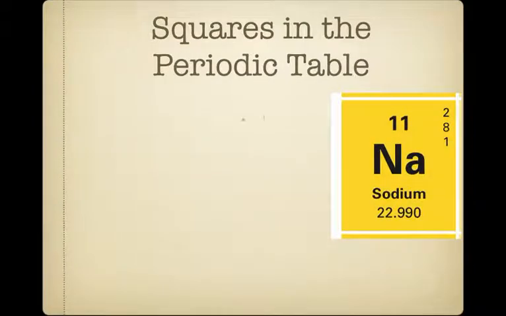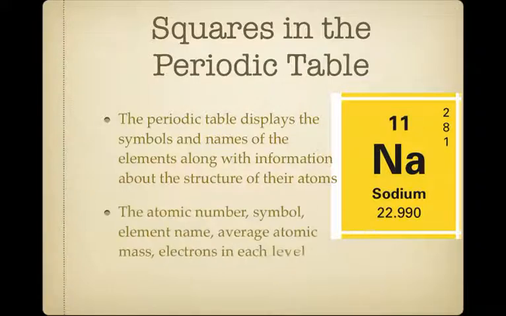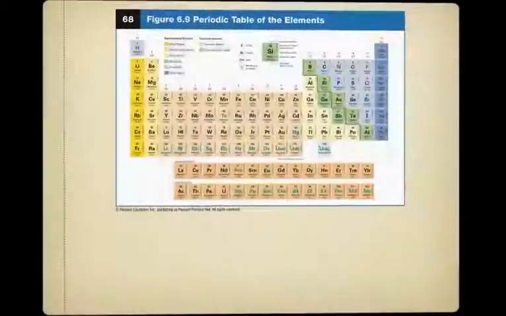Alright, let's talk about the periodic table. When you look at the periodic table, you're going to see a number of different things. You're going to be able to figure out the atomic number, that's kind of the top thing. You've got the symbol, like Na. You've got the name. You've got the average atomic mass down below. And to the right there in that column, those are the electrons that are in each level. So in the table, you're going to get the symbols and names and all this relevant information that you can use from that periodic table.